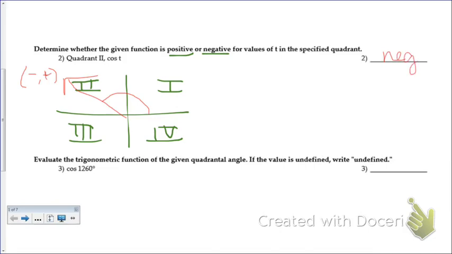Number 3, it says evaluate the trig function of the given quadrantal angle. So it's a quadrantal angle, which means it's going to either land on the x-axis or the y-axis somewhere. And it says if the value is undefined, write undefined. For this one, it's going to come around, and obviously it's more than 360 degrees. Basically, you just keep subtracting 360 until you get to a value that's on the coordinate plane. And it ends up being equivalent to the cosine of 180 degrees. And at that point, it's equal to -1.